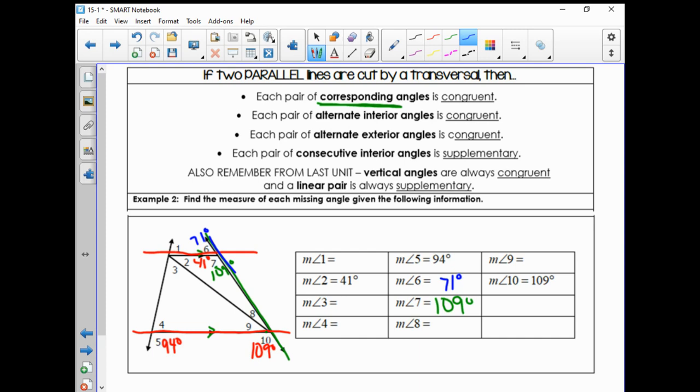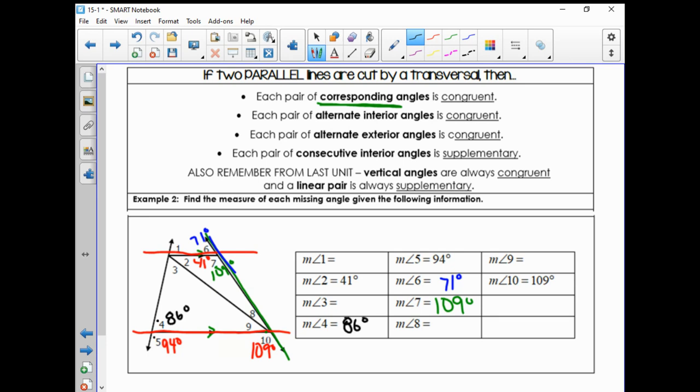Let's find angle 4 right here. So angle 4, these two are also supplementary angles. So if we subtract our 94 from 180, let's see, 180 subtract 94 is 86 degrees right there. So angle 4 is an 86 degree angle.